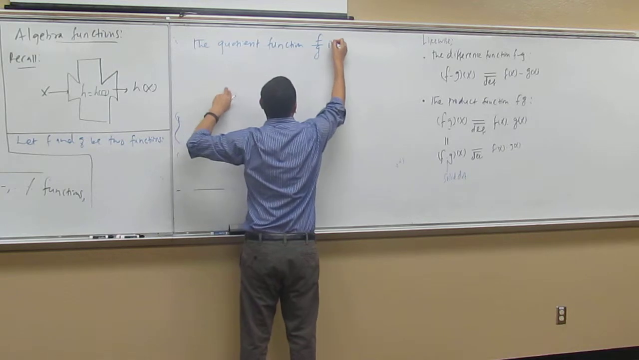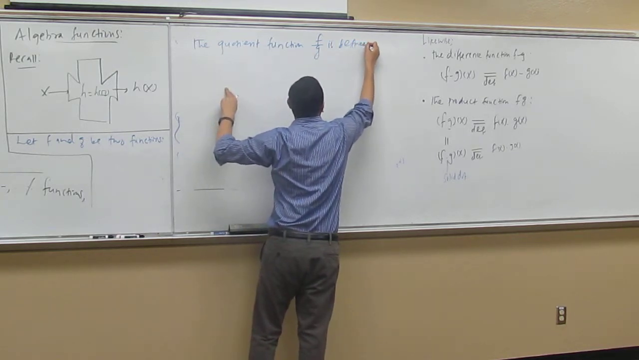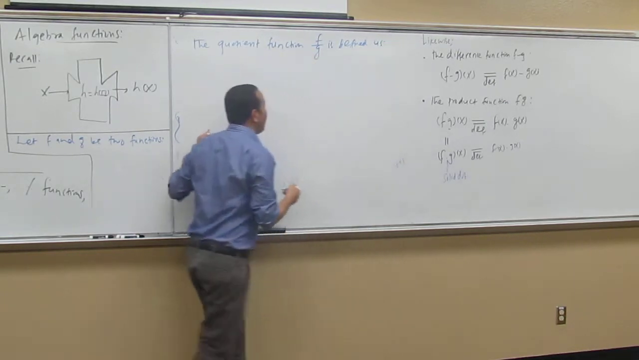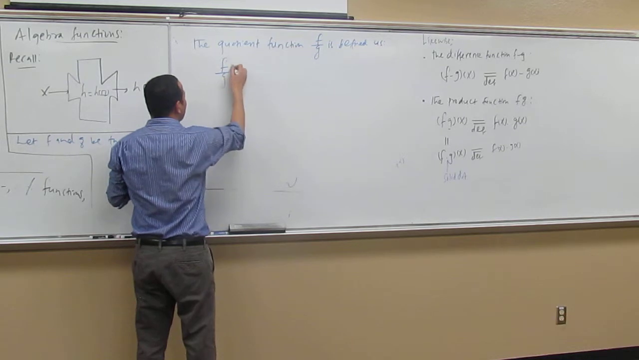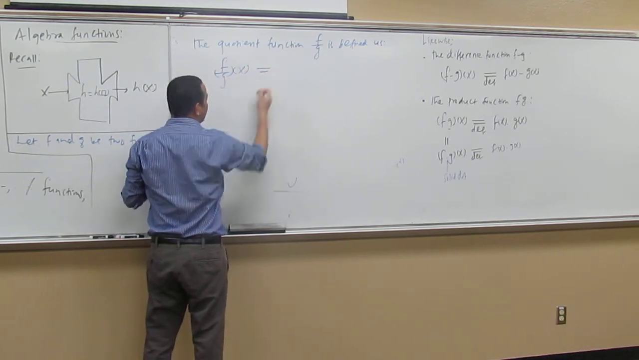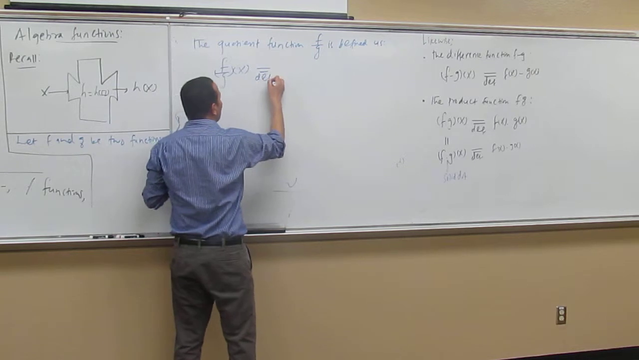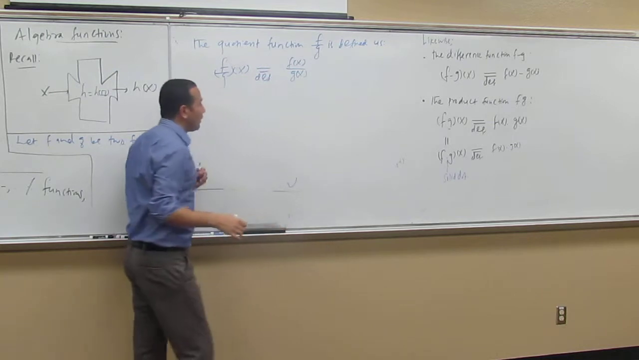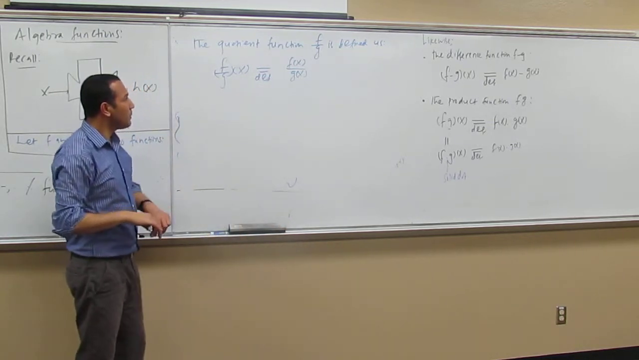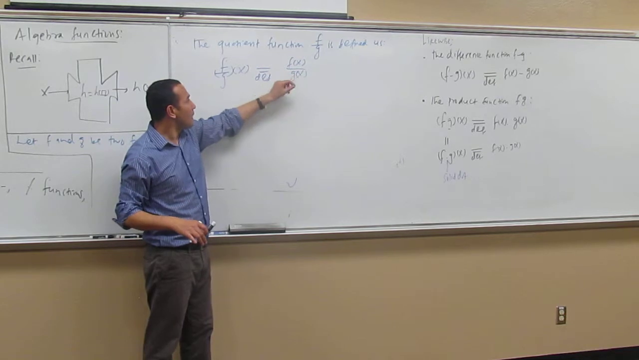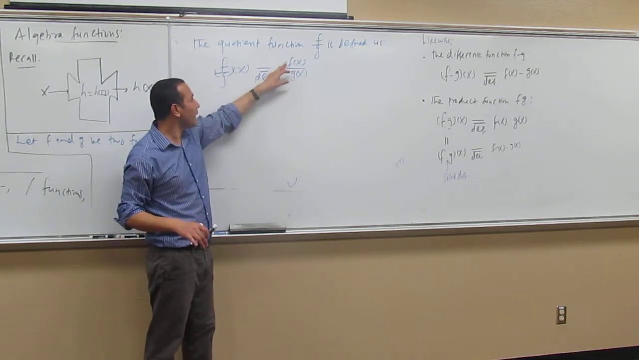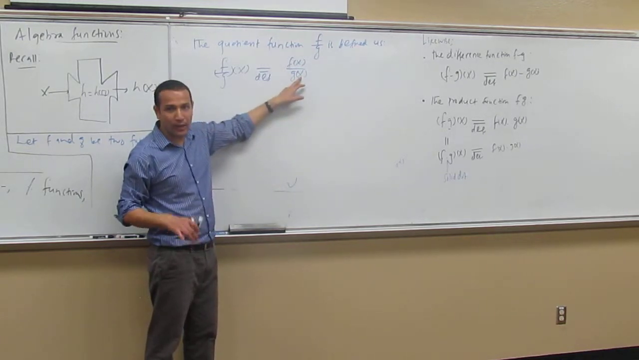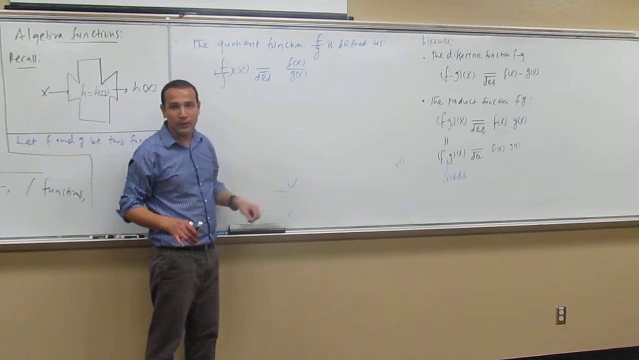f over g is defined. I want to give some more emphasis here. How is it defined? By definition, it should be f of x over g of x. But the problem is that x must be in the domain of f and the domain of g, and g is in the denominator, so I cannot allow the x where g of x will be equal to 0.